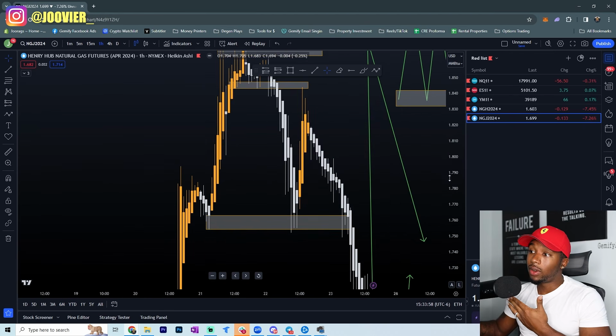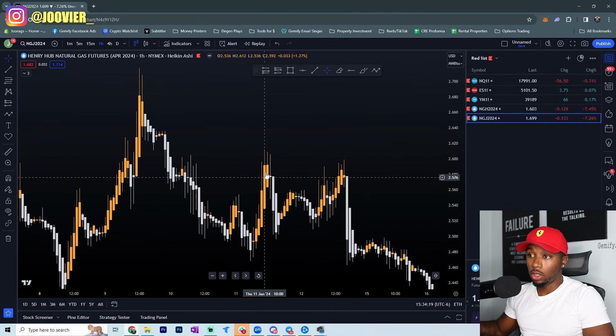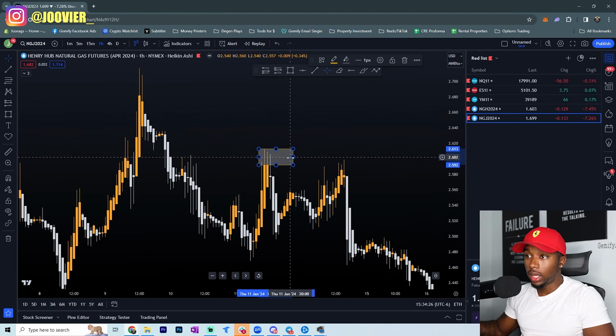Now, vice versa with sells, right? The same thing could happen. I see price made a huge push to the upside here, then had a huge sell off to the downside here. So I draw my zone from the body to the wick.